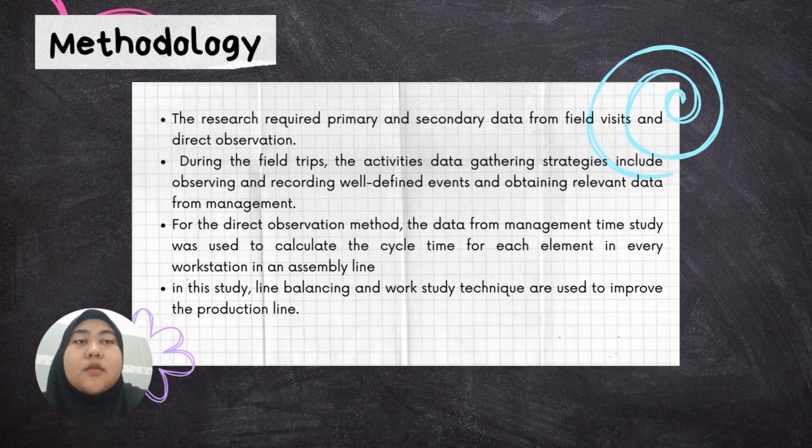Okay, so for our methodology, the research required primary and secondary data from field visit and direct observation. During the field trips, the data gathering strategies included observing and recording well-defined events and obtaining relevant data from management. So for the direct observation method, the data from management and time study was used to calculate the cycle time for each element in every workstation in an assembly line. So in this study, the line balancing and work study technique are used to improve the production line.